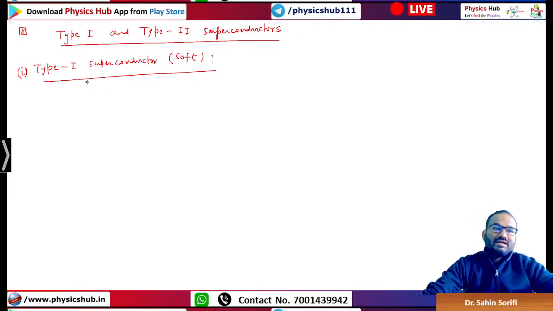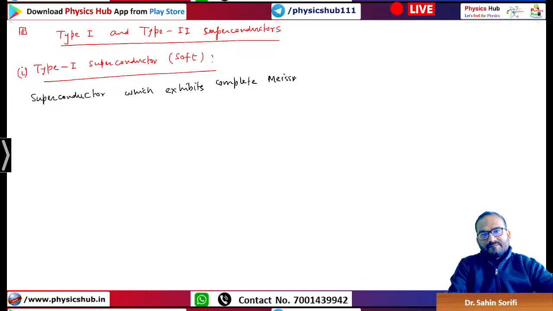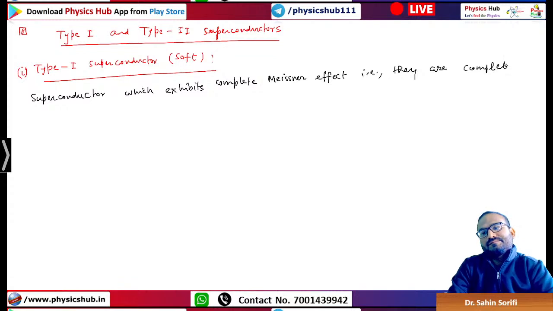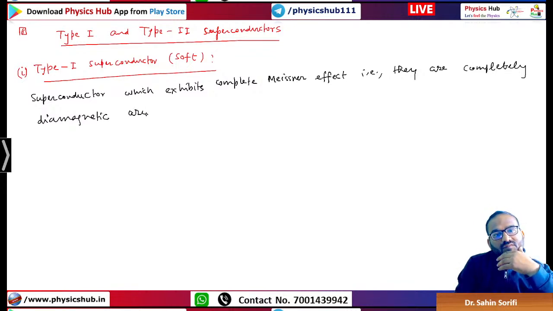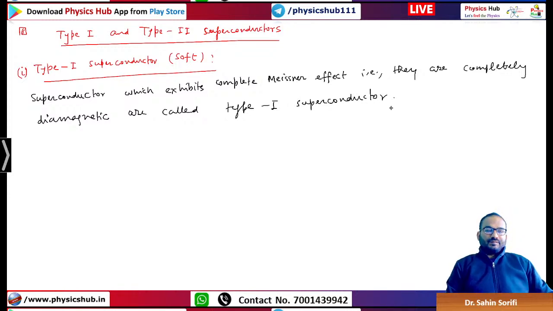Now the type 1 superconductor is one in which you will get complete Meissner effect. A superconductor which exhibits complete Meissner effect, that is, they are completely diamagnetic, is called a type 1 superconductor.